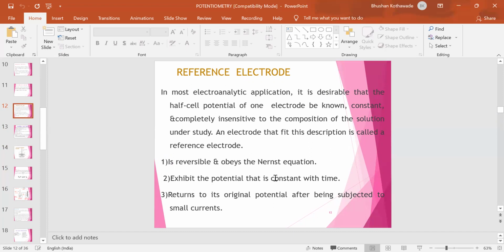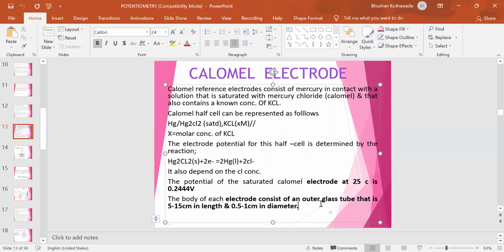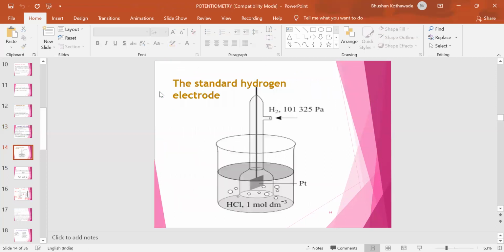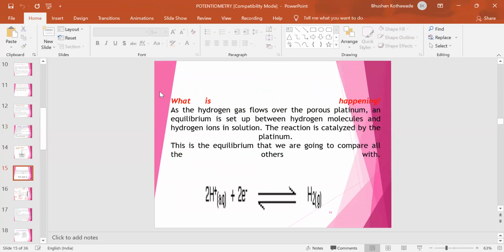It exhibits a potential that is constant with time. Okay, and it returns to its original potential after being subjected to small currents. So there are reference electrodes, like the calomel electrode, which is a reference electrode we can use. Then the standard hydrogen electrode is a reference electrode.